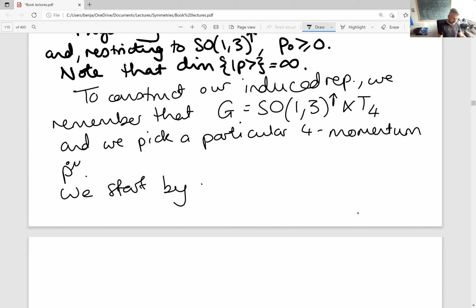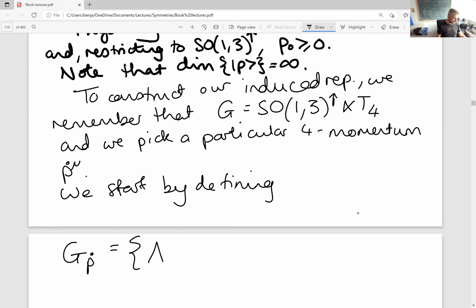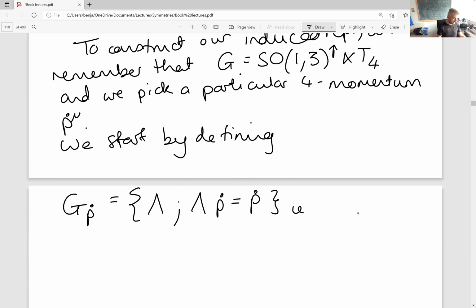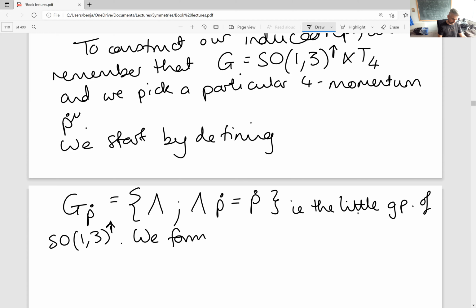So we need to define our little group. This is the set of all Lorentz transformations where the Lorentz transformation leaves P dot invariant. So in other words, the little group of SO(1,3). We form a representation space by the set of all of these P dots, a set of all quantum states that are labeled by P dot.